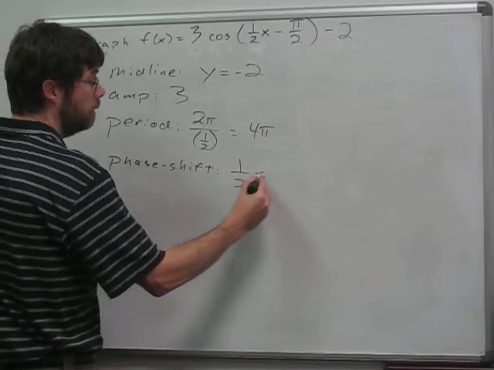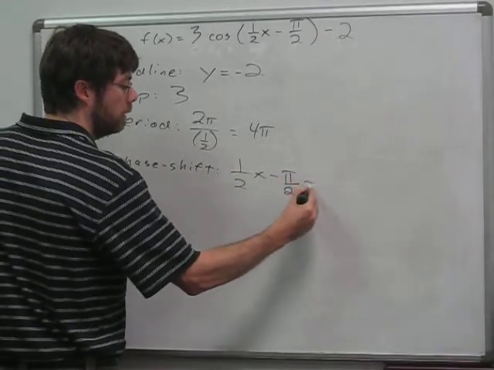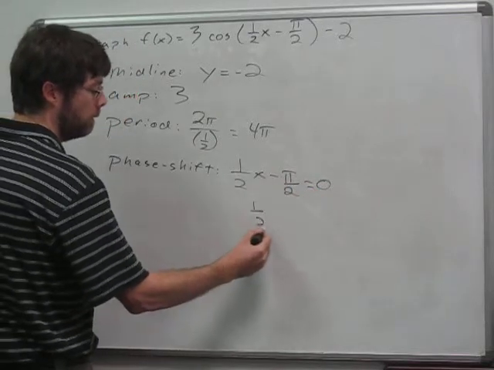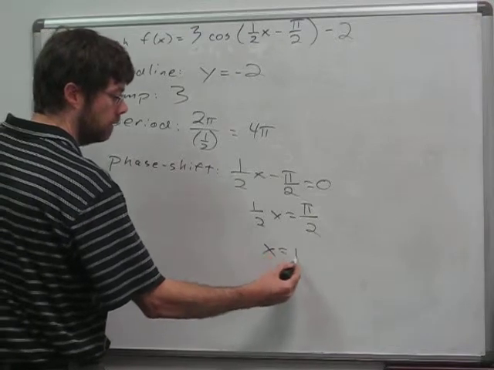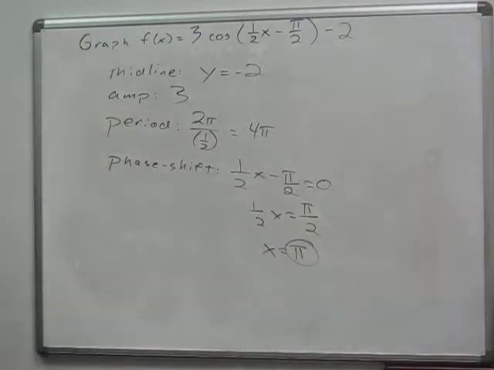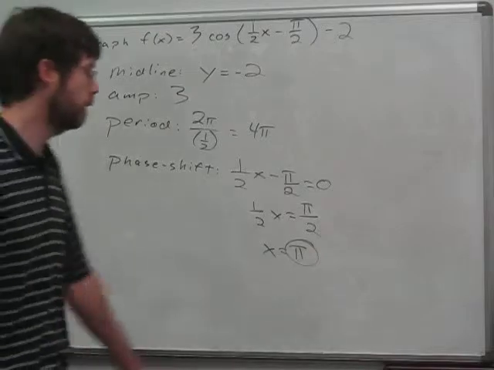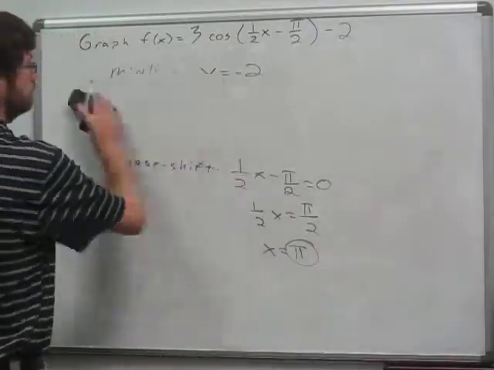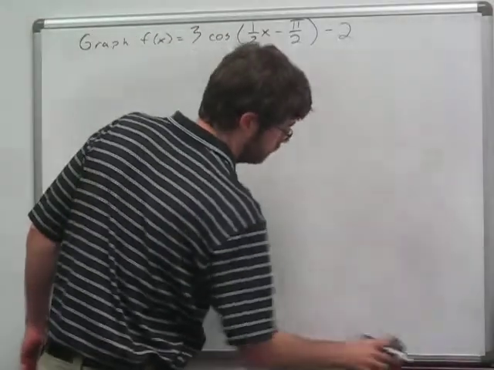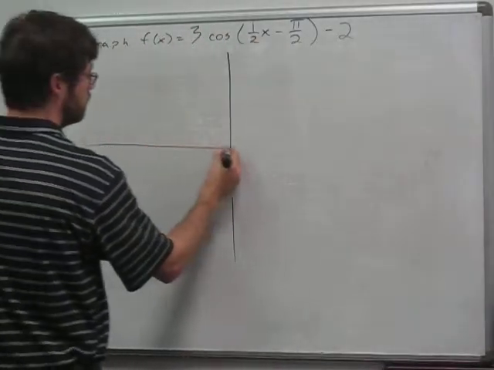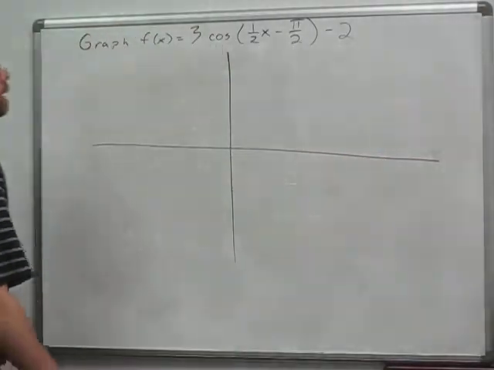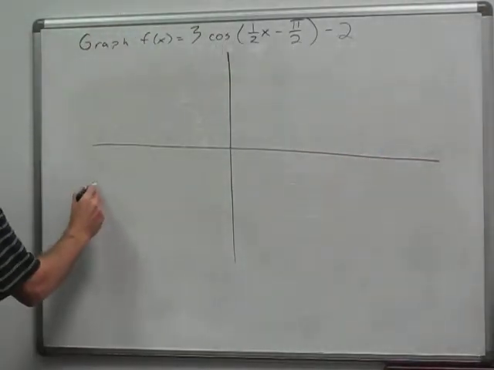set my argument equal to 0 and solve for x. Multiplying both sides by 2, we get a phase shift of pi. Right? So here are the 4 pieces of information that we can use to come up with our graph. Alright, so the midline is y equal to -2.